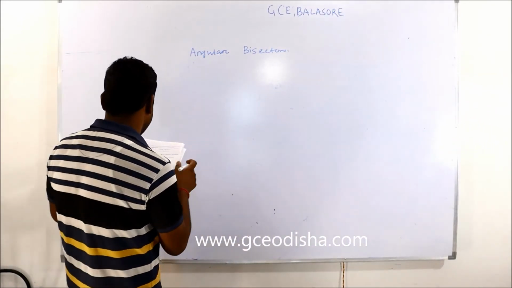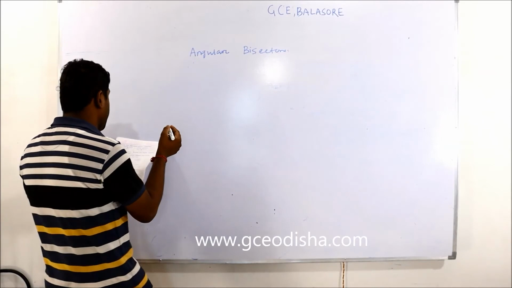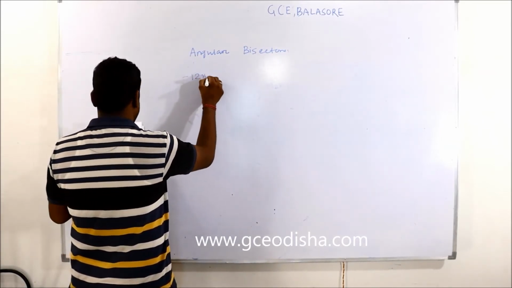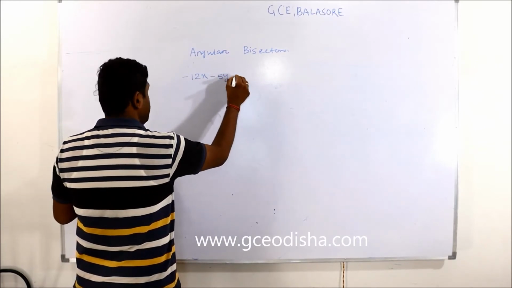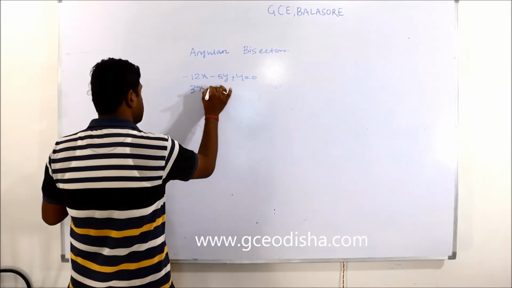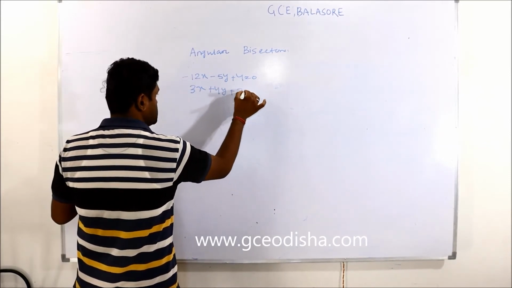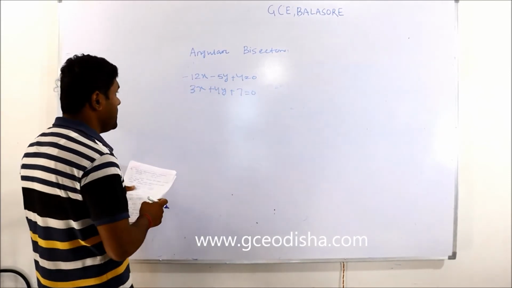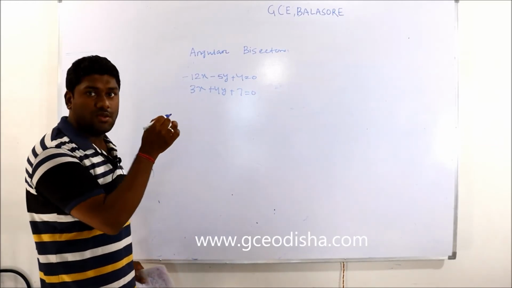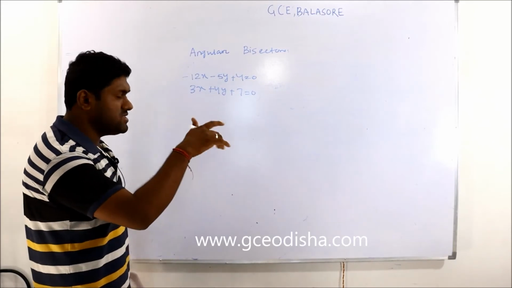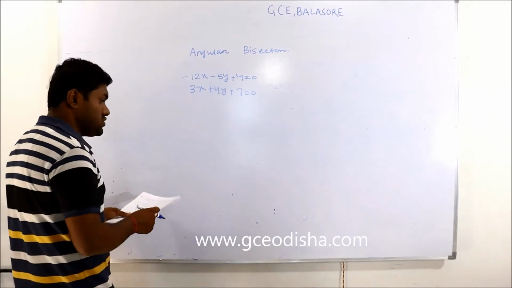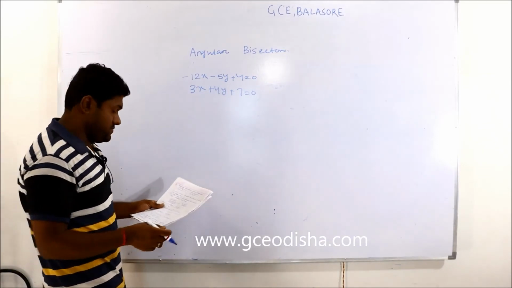The question is to find the equation of the bisector. Okay, and the equations are 12x minus 5y plus 4 is equal to 0, and another is 3x plus 4y plus 7 is equal to 0. Okay, I am giving some concepts on the basis of this problem. When I solve the problem, I will tell you some concepts based on that, so that you can easily understand it.